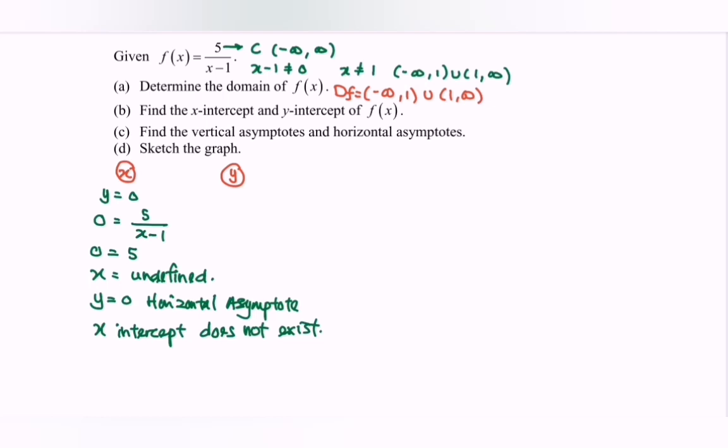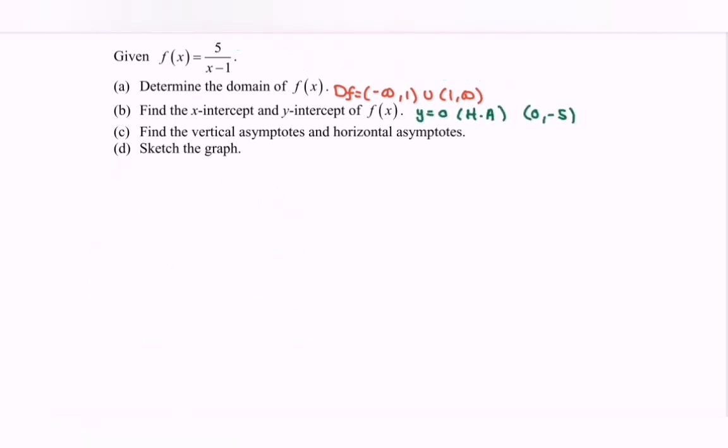Next, continue. In order to find the y-intercept, x is equal to 0. So y is equal to 5 over negative 1. y will be equal to negative 5. So the point of intersection would be (0, negative 5). So the answer for B would be: x-intercept does not exist, and y-intercept we have (0, negative 5).